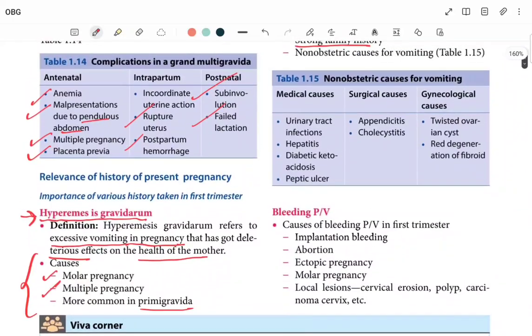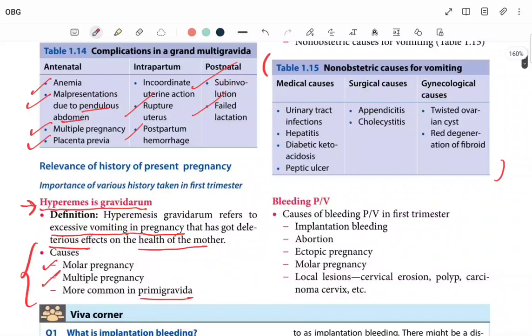So what are all the non-obstetric causes for vomiting? This can be a viva question. The medical causes can be UTI, hepatitis, diabetic ketoacidosis, peptic ulcer. Surgical causes such as appendicitis and cholecystitis. Gynecological causes like twisted ovarian cyst, red degeneration of fibroid. All of these are non-obstetric causes for vomiting.